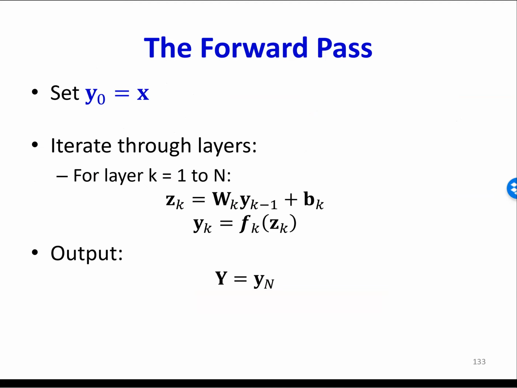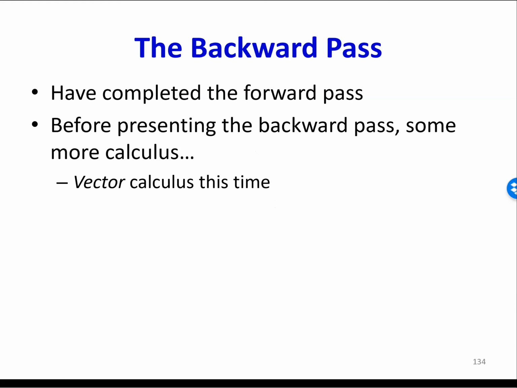So this was the forward pass. You set y0 to the input, and then you iterate through the layers. At each layer, first you compute this affine value z through this affine transform, where the multiplier is the matrix of weights for the kth layer, and this bias is the set of biases for the kth layer. Once you compute the affine vector, you apply the activation function of the layer to it to get the output of the kth layer. And the output of the final layer, of course, is the output of the network. So far, so good, right?